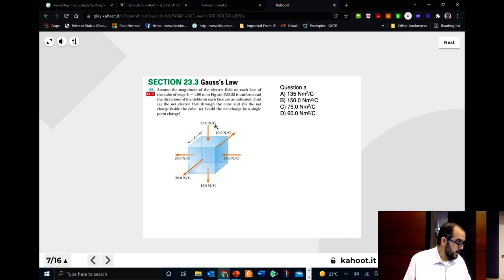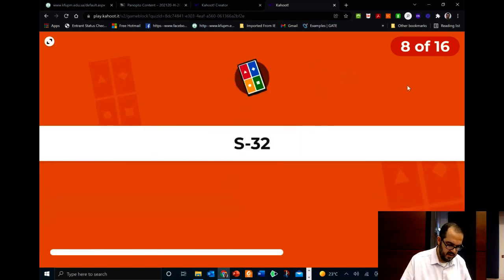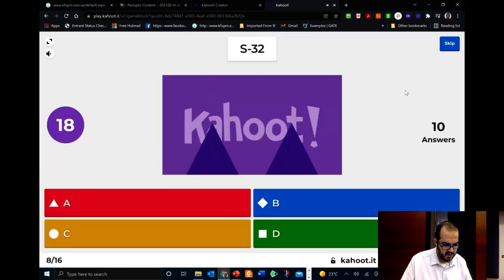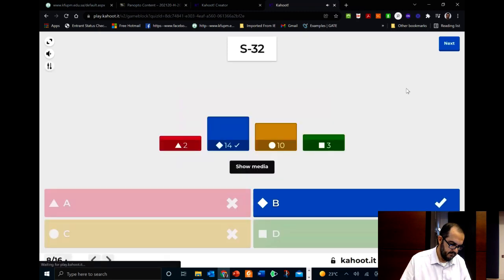Okay, ready? So choose between A, B, C or D. This is for question A, which is asking about the net electric flux through the cube. I'll start. You'll have 20 seconds. Okay, so we have 14 correct answers and 15 incorrect answers.